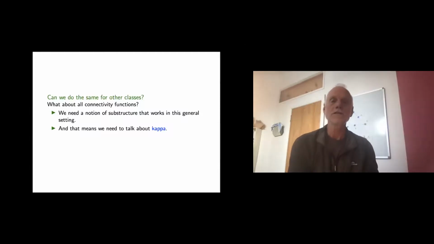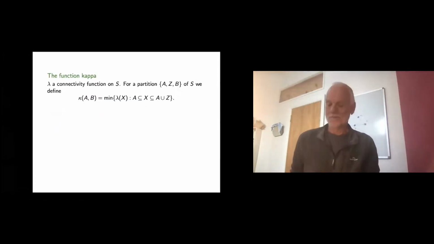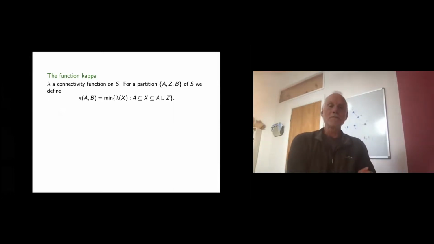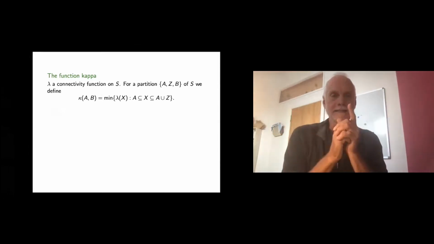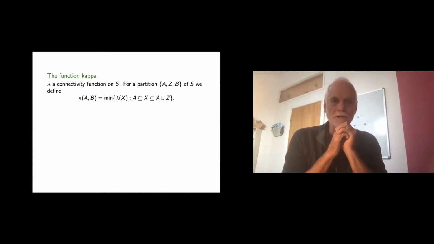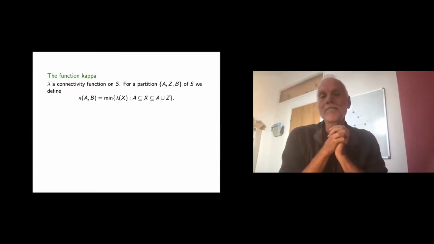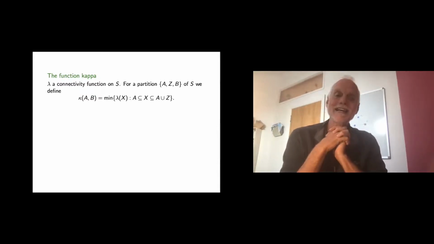First of all, you've got to decide what your notion of substructure is. One class that you might look at is the class of all connectivity functions. Just take all of the connectivity functions, and what you need is a notion of substructure that works in this general setting, and that means we have to think about kappa. If I give you a connectivity function on some set S, and a partition A, B of S, then kappa(A, B) is the minimum of the connectivity of all sets that contain A but avoid B.